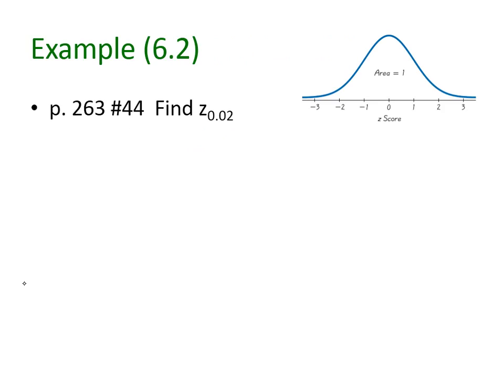So if I want to do number 44 on page 263, which just says find z sub alpha, or z sub 0.02. So my alpha is 0.02. If I'm finding z of 0.02, that's telling me my area to the right is 0.02.